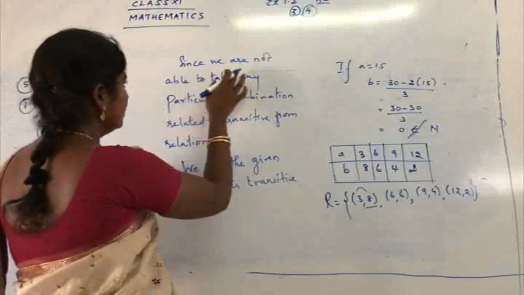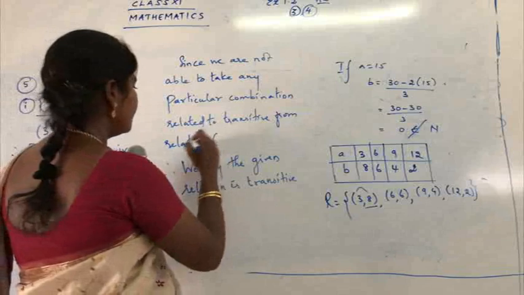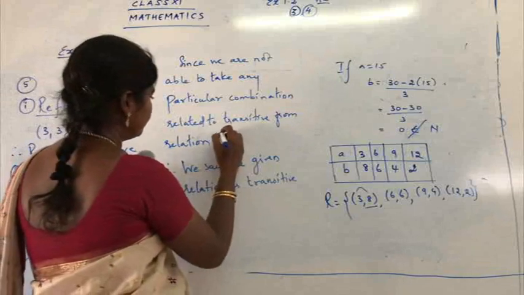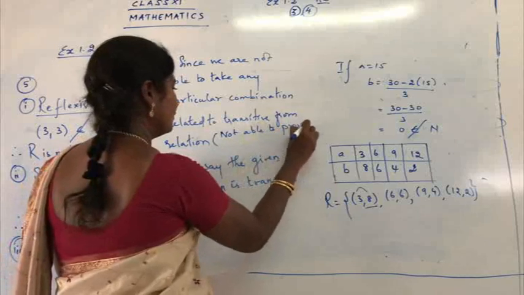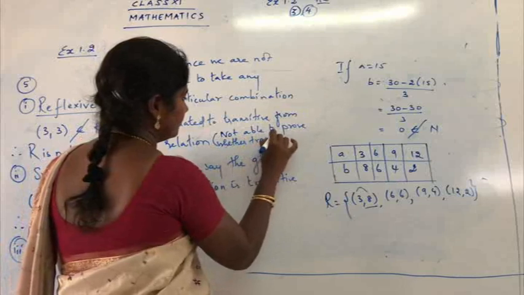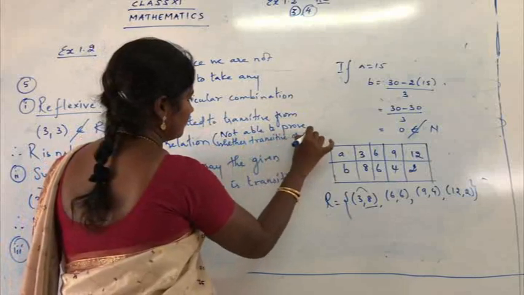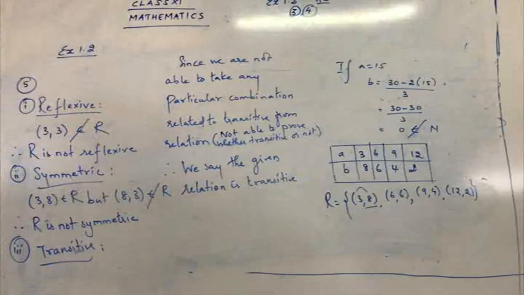Just mention here: not able to take any particular combination related to transitive from relation. That is, we are not able to prove whether transitive or not. So we have to say that the relation is transitive.